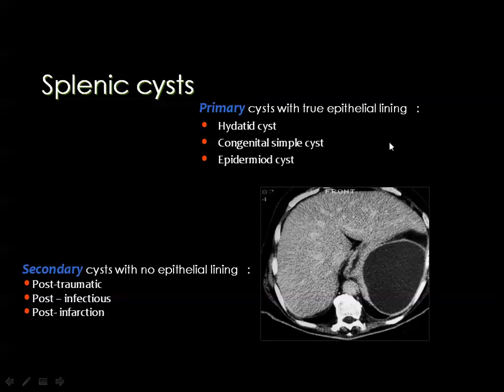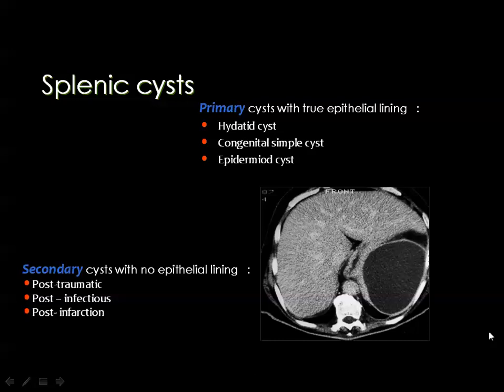Then we came to the issue of the splenic cysts, and in the spleen we have primary cysts with true epithelial lining, including the congenital simple cyst like that of the liver, the hydatid cyst, and the epidermoid cyst. Secondary splenic cysts with no epithelial lining are usually the sequelae of a previous splenic insult, like splenic trauma or infection or infarction. And in most of the cases, it is usually difficult to differentiate between the primary and the secondary splenic cysts unless you have adequate clinical data and the previous imaging techniques.